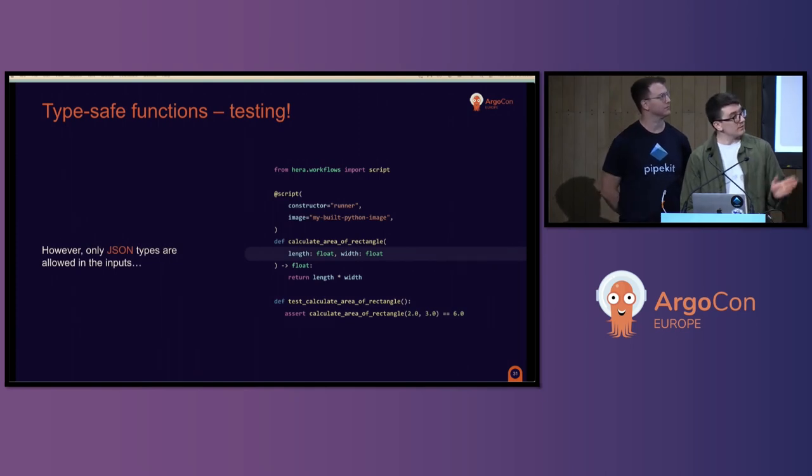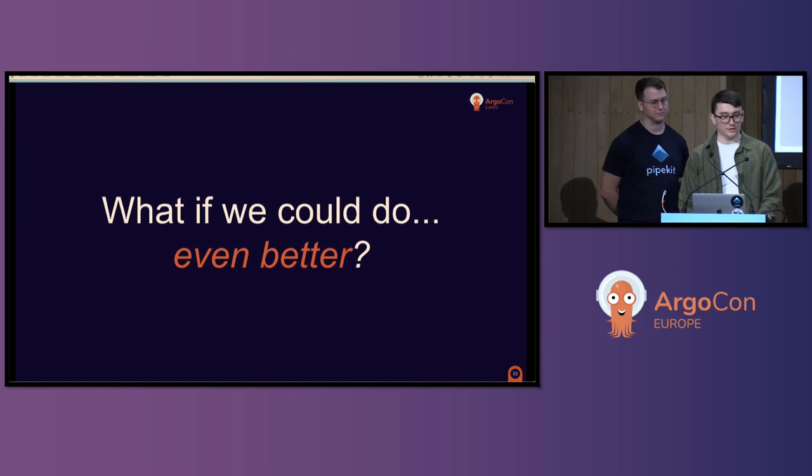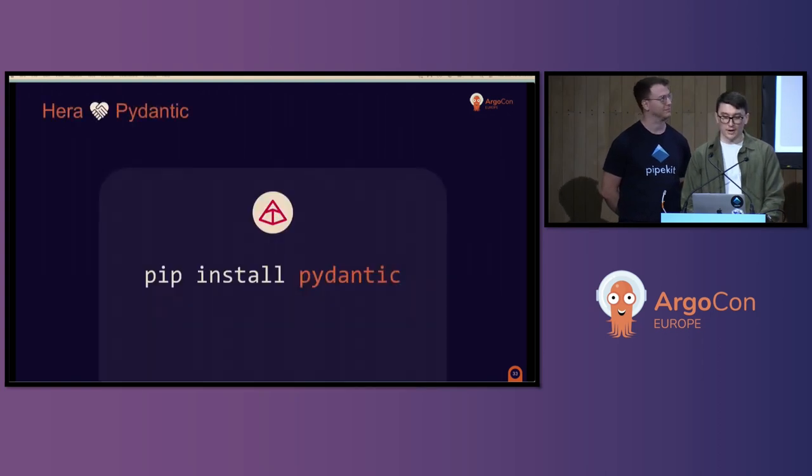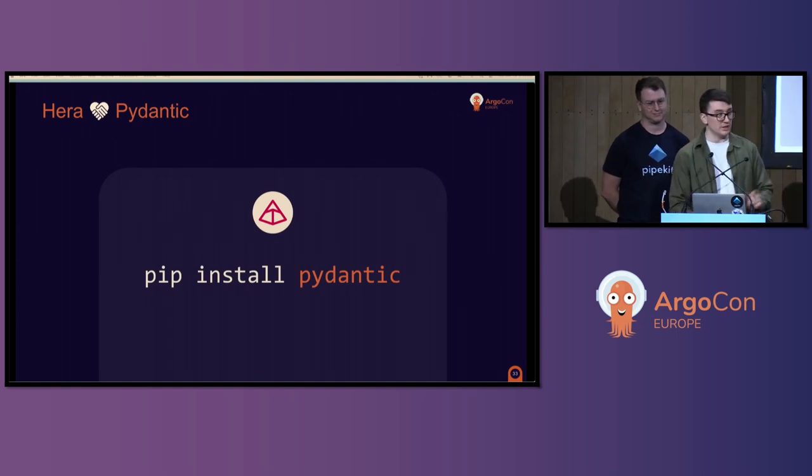But right now, you might realize we're limited to the basic types with JSON. You might be able to fit a dict or a list in there. But what about if we could do even better? Have you heard of Pydantic? It's my friend. It's a Python library predominantly used for data validation, and it's able to convert between JSON strings and Python objects.